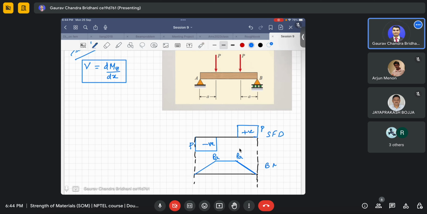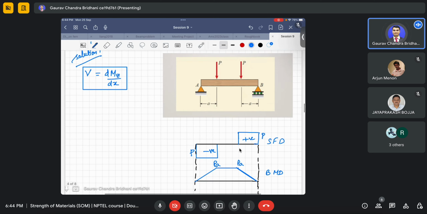Now what I told was the objective, because here we want to find the maximum permissible value of the load which we can apply. So obviously we are interested in maximum quantities. So what is the maximum shear? I will just disregard the nature of the shear, whether it is positive or negative. So I will say it is P. P is the maximum shear.